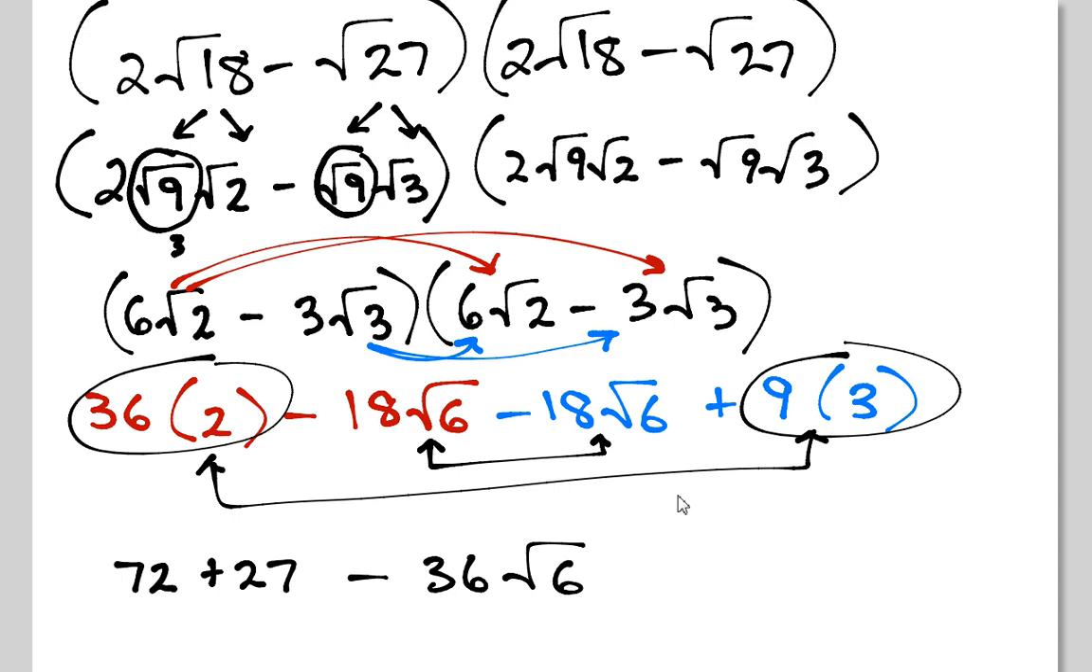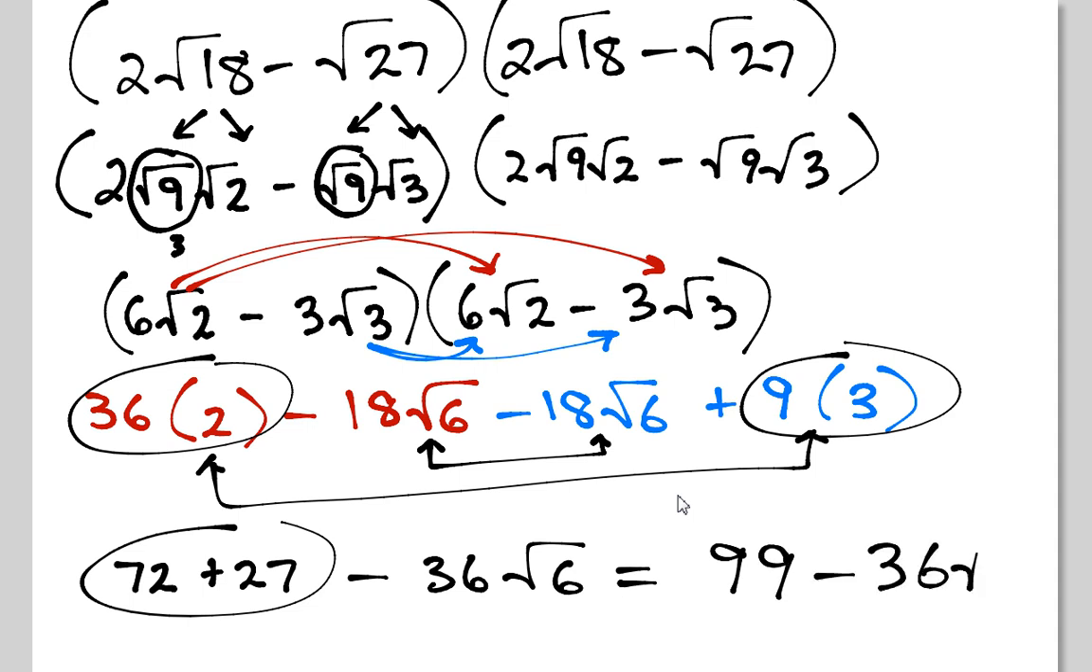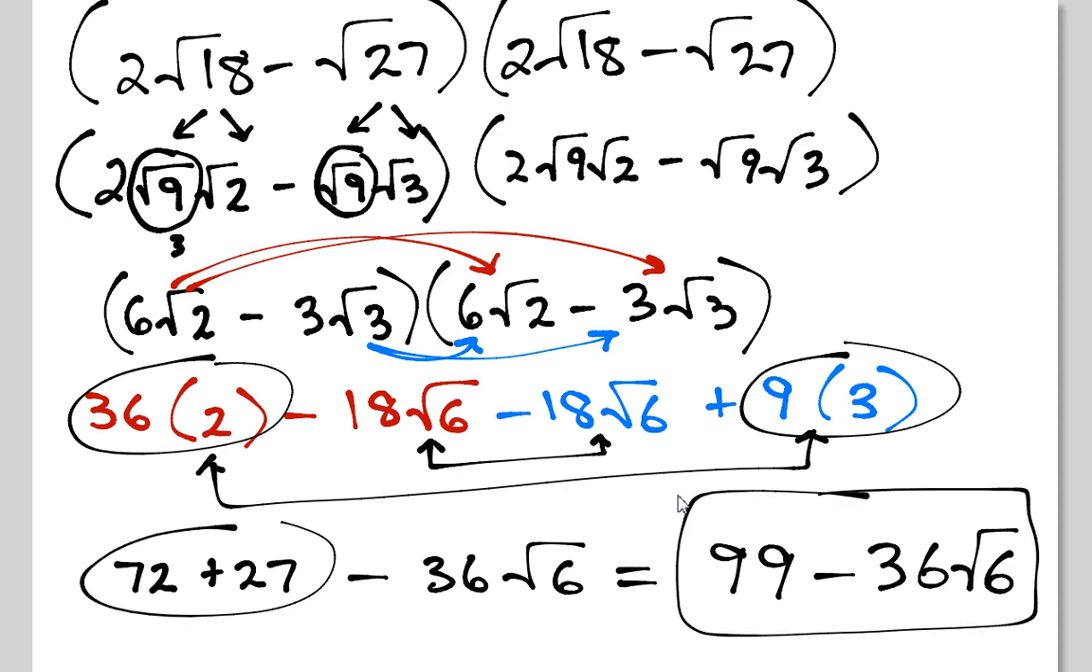And then 72 and 27 is 99. Wayne Gretzky. 99 minus 36 root 6. What a beast of a question, hey?